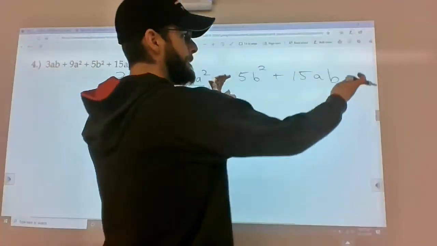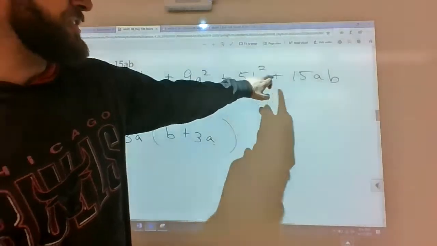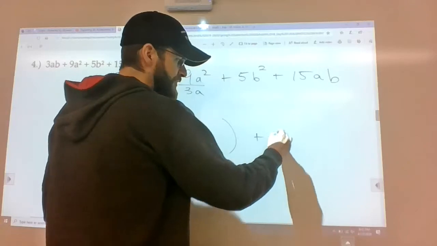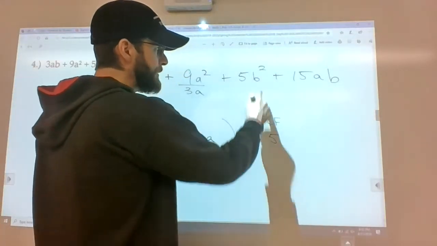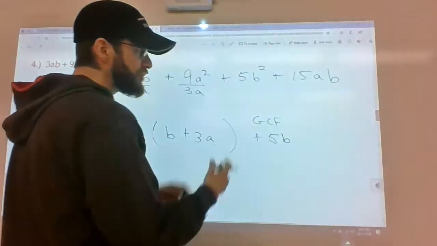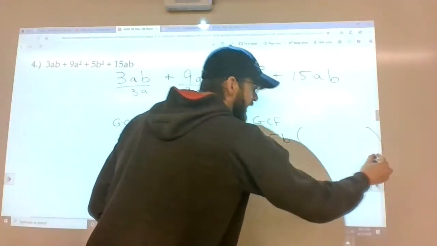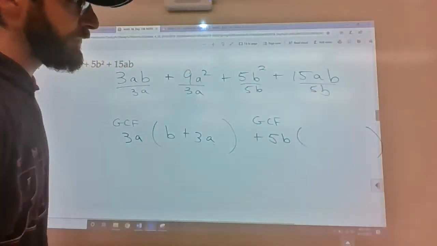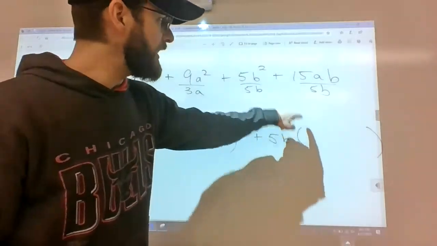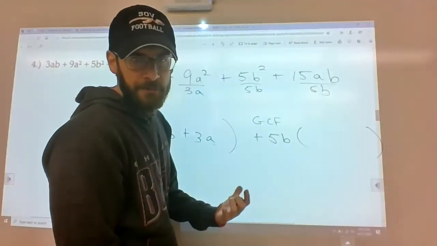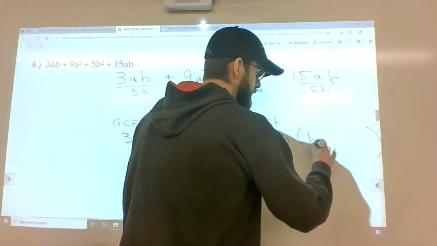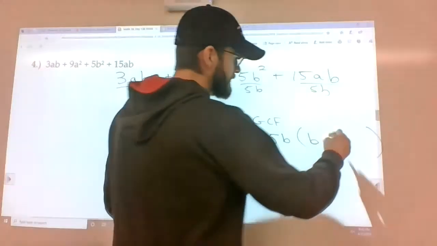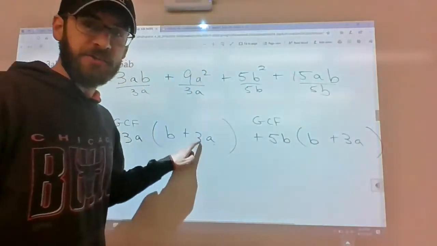Looking at our second group, 5 goes into 15 3 times. So a positive 5 starts out our GCF here. B squared and b, you can take one of those out. So when we extract the 5b from this group, we're dividing by 5b to determine the leftovers inside. So 5 divided by 5 is 1. B squared divided by b is b. So 1b, I'm just going to write down b. And then 15 over 5 is 3. B over b is 1. And then you're left with an a. Oh, what a surprise! b plus 3a.